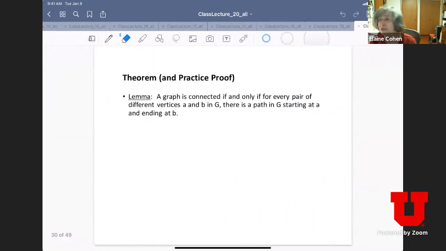Gosh, I've got more even, but I think we're going to quit today. And I want you to think about this as a practice proof. We'll start with this next class. A graph is connected if and only if for every pair of different vertices, A and B in G, there's a path in G starting at A and ending at B. Okay, that sort of feels like the definition. That's why it's only a lemma, not a theorem.